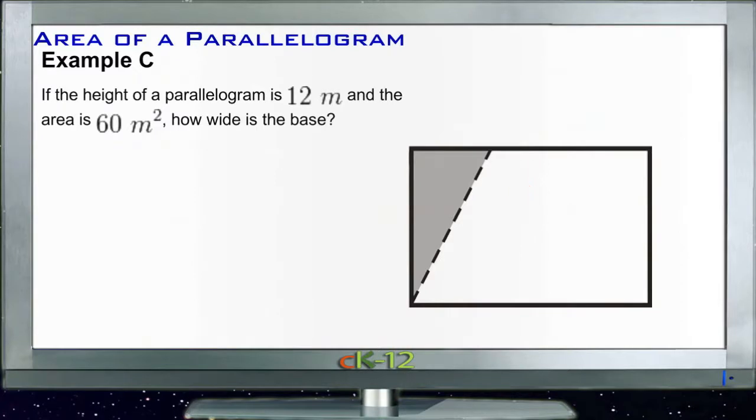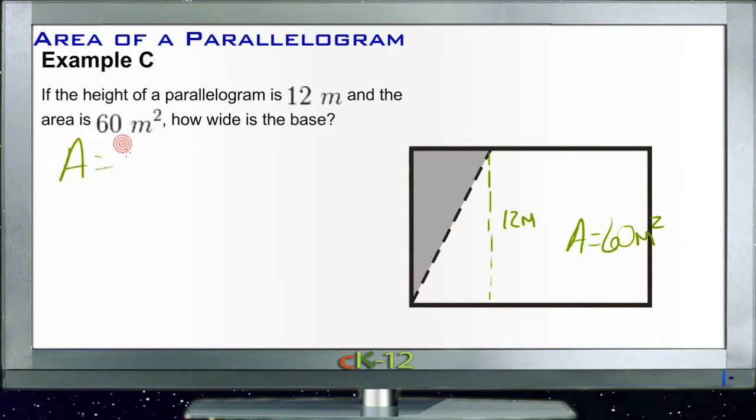Example C, if the height of a parallelogram is 12 meters and the area is 60 square meters, how wide is the base? So this one's very much like the last one, it's just the inverse. So this time we have our height, and this is 12 meters, and the base, no, I'm sorry, the area is 60 square meters. So we're going to do the same thing as before.